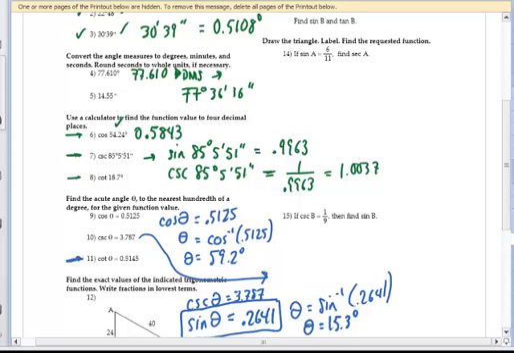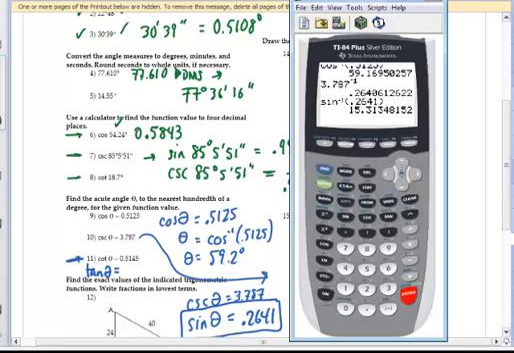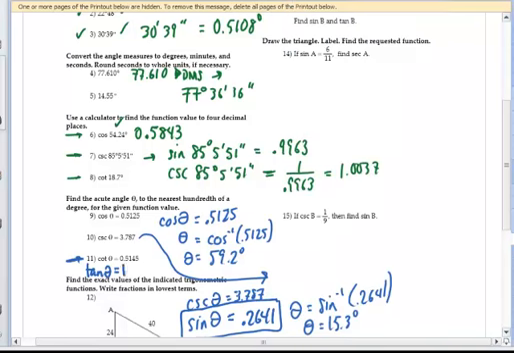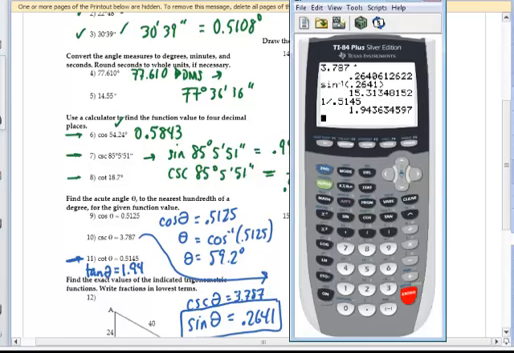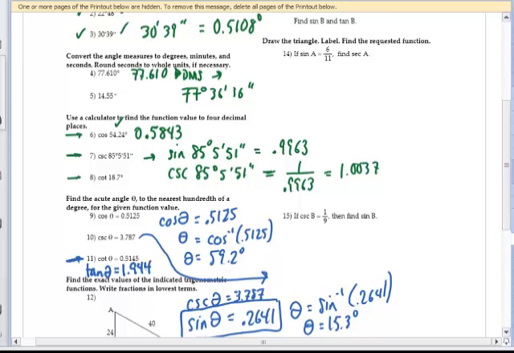The same approach is taken with cotangent. First, take the reciprocal, so you find the tangent, and that would be the tangent of theta equals 1 over 0.5145. So this is 1.944, and then you can figure out that theta is equal to the inverse tangent of 1.944.